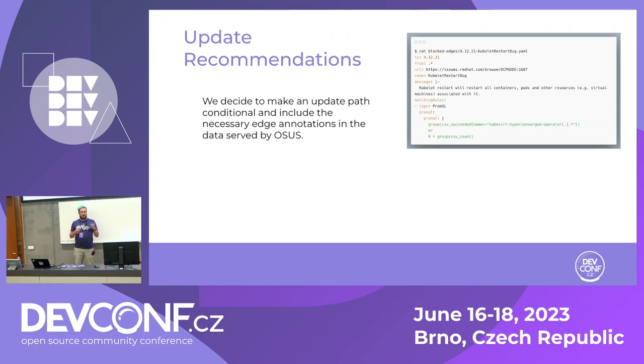We give it some kind of little informational name, we put there a brief message about what's happening, and we put there the PromQL query. The PromQL query encodes the self-assessment of what is happening. The cluster is supposed to execute this PromQL query against its monitoring stack to discover whether it is affected by the issue or not.